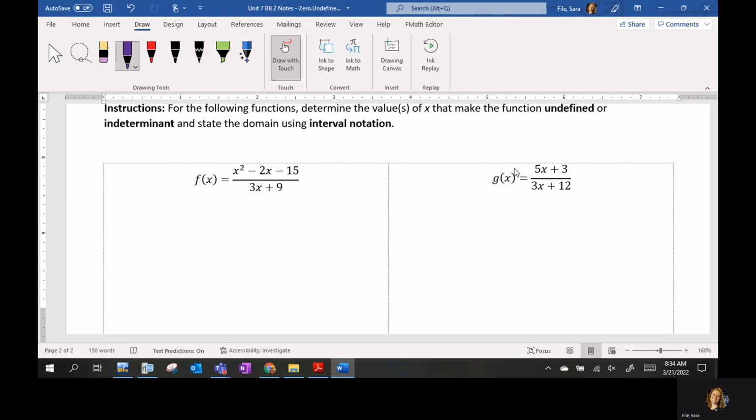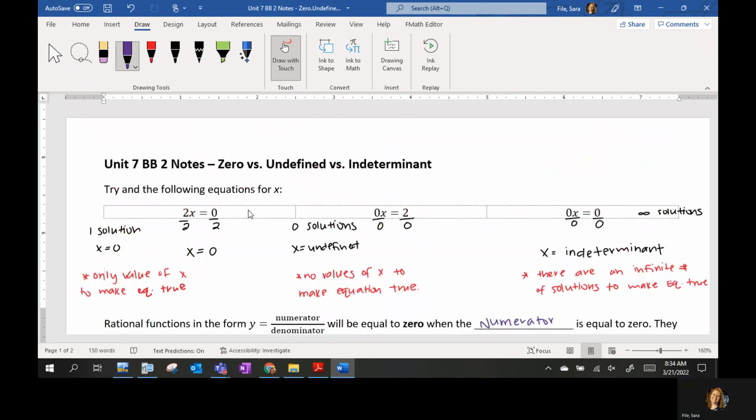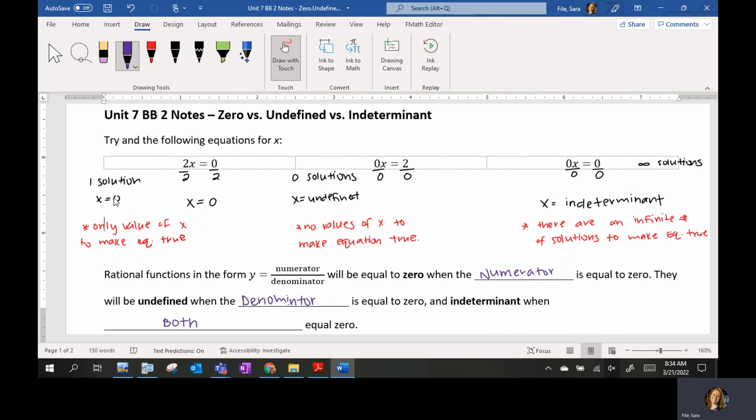Now, if you're wondering, well, what about zeros? We know what zeros mean. What is a zero? What's another word for a zero? A solution or a... Remember, there were 4 terms that all meant the same thing. Zeros, solutions, roots, x-intercept. So when you find a zero, you found a solution. That's where the graph crosses the x-axis. That is not a discontinuity.